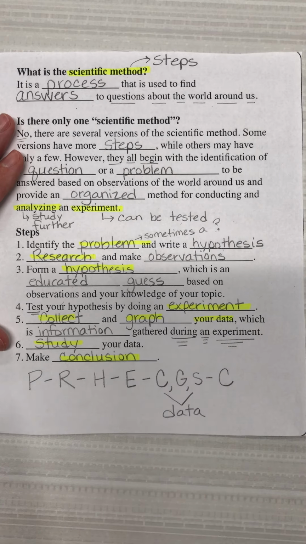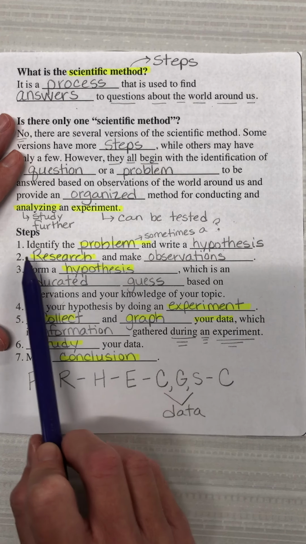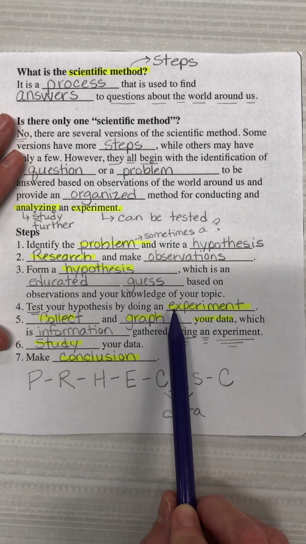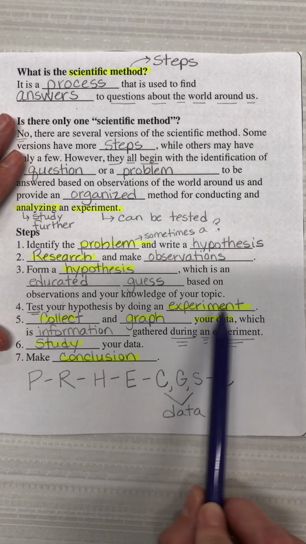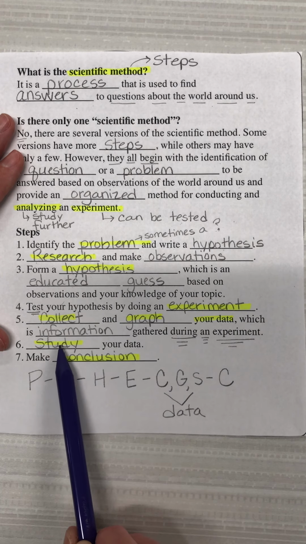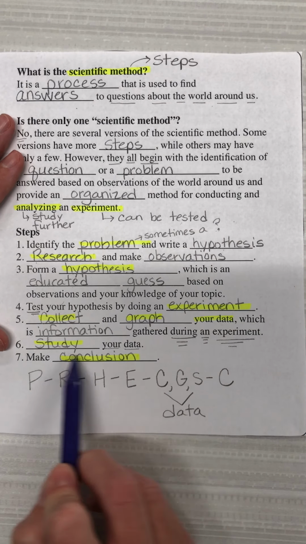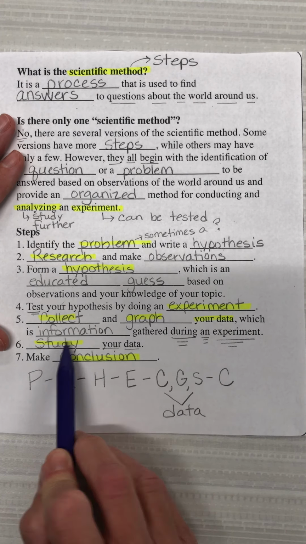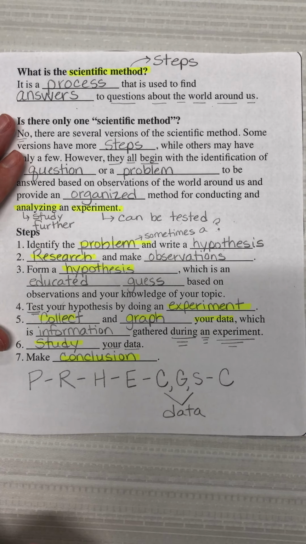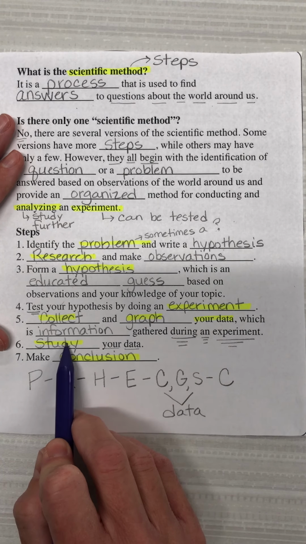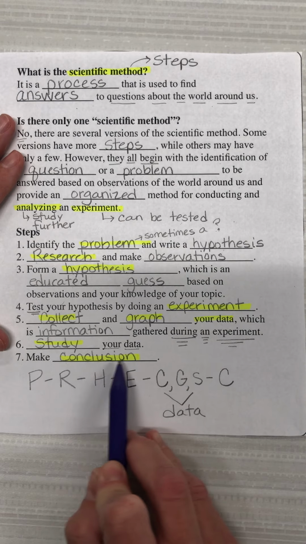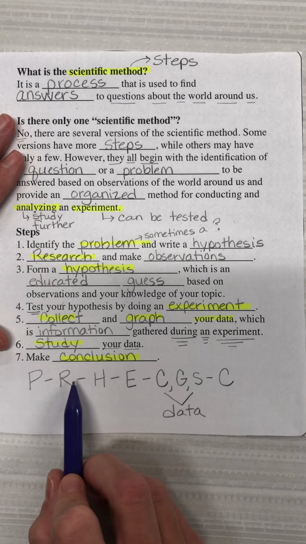So you will be conducting an experiment after that. So problem, research, hypothesis, experiment. While you're doing your experiment, you are collecting, graphing, and studying your data, all while your experiment's going on. And after you collect, graph, and study your data, you're ready to make a conclusion.